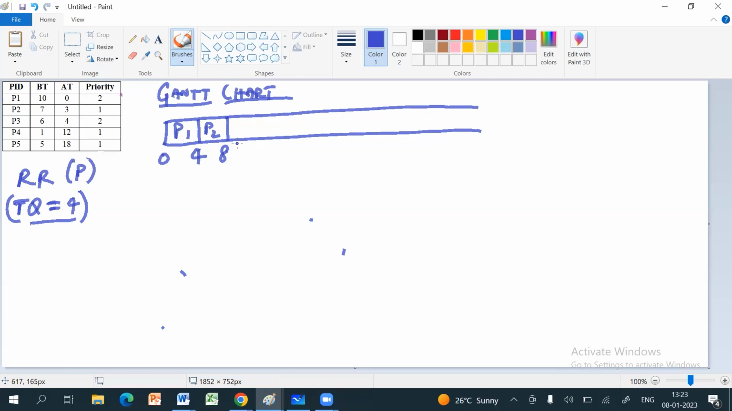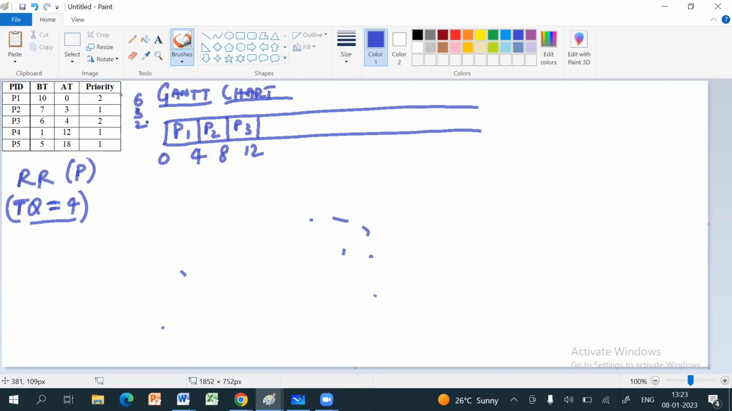Now, mind you, every time you have to keep track of the remaining time. So P1 completed 4, that means remaining time is 6. P2 completed 4 units of time, so that means remaining time is 3. Because we have to go to the next round again. They haven't yet completed. Right, so P3 is next in order. P3 has burst time of 6, but still it will continue only for time quantum of 4, that is till 12. So the remaining time is 2.